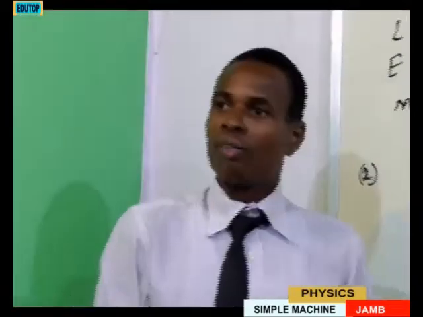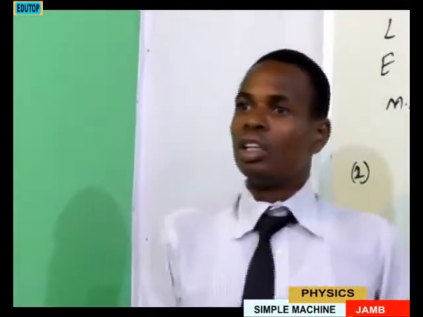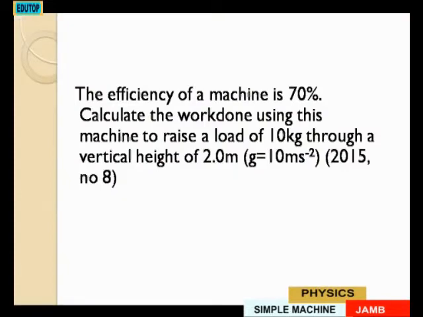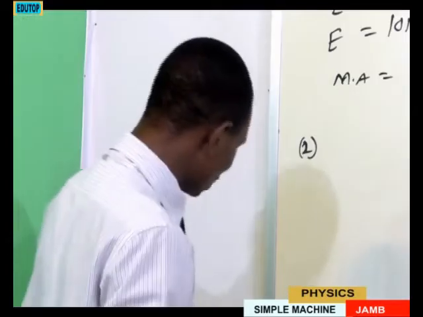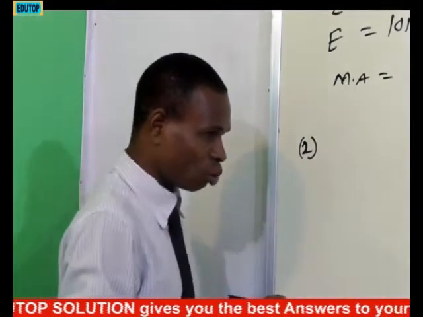Question number 2. For question number 2, the efficiency of a machine is 70%. Calculate the work done using this machine to raise a load of 10 kg to a vertical height of 2 meters. Take the value of g to be equal to 10 meters per second squared, and that is year 2015, number 8. Let's consider the simple solution to that question.